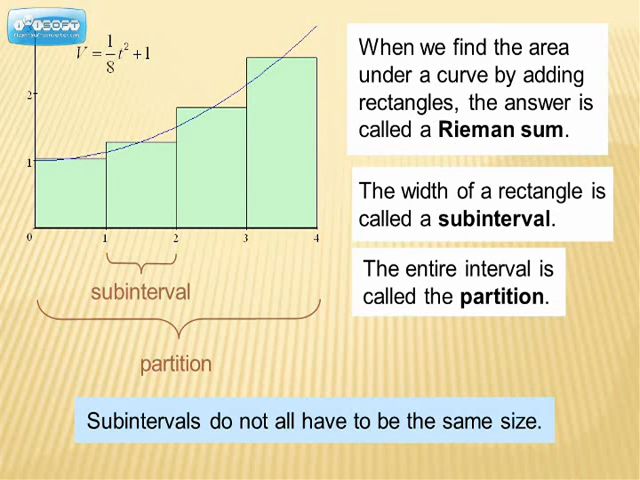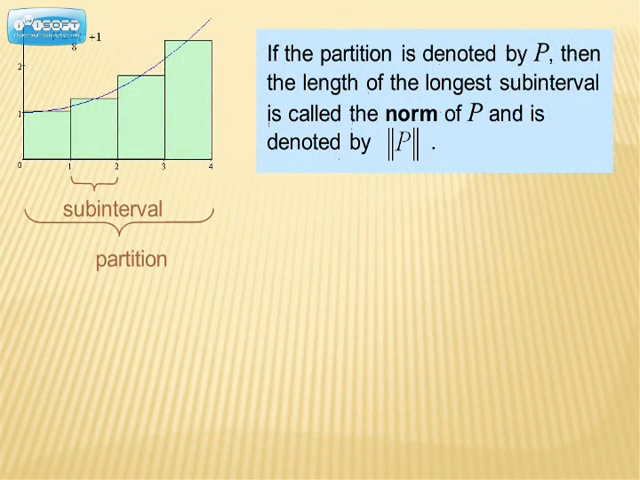Subintervals do not necessarily all have to be the same size according to Riemann. Now, in the ones that we talk about, we do all make them the same size, but they do not necessarily have to be in order to be called a Riemann sum. If the partition is denoted by p, remember that's the length of the entire interval, then the length of the longest subinterval is called the norm of p and is denoted by that symbolism, p with the brackets around it.